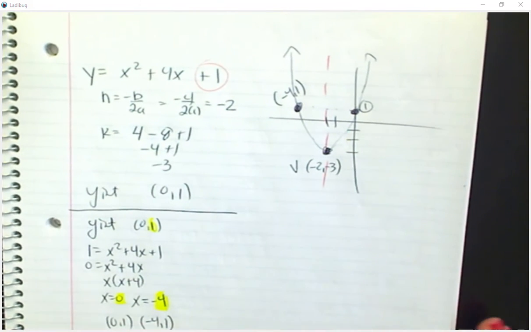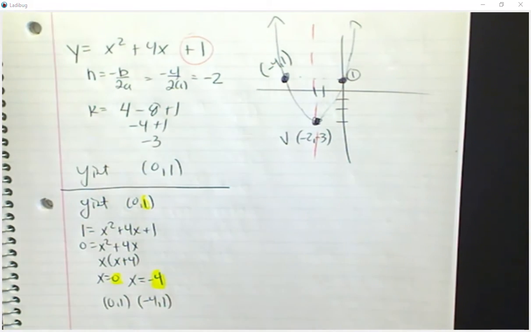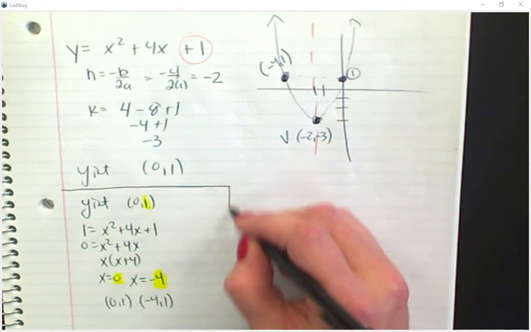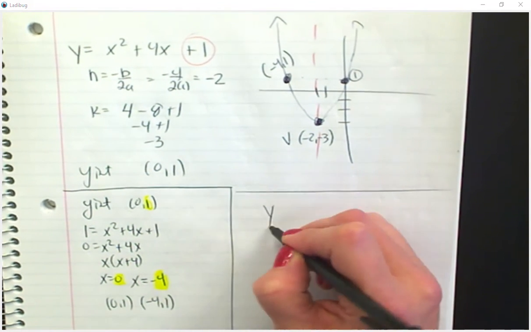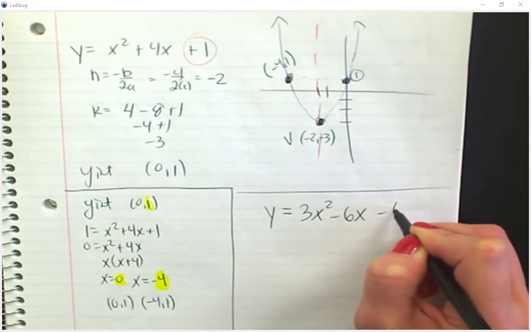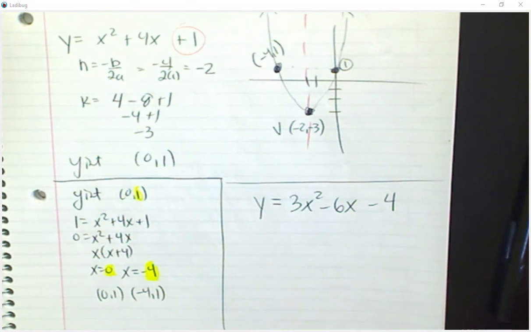Okay, I'll leave it here. Try this one. Y equals 3x squared minus 6x minus 4. Okay, your choice. Once you get it, start your homework.